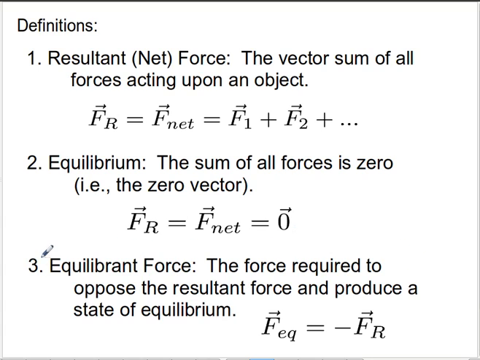And you might be asked to discover or define the equilibrant force. And that's the force that would actually prevent the motion from happening. And that's just the opposite. That's the opposite vector to your resultant vector. So the equilibrant force is just the negative of the resultant force.